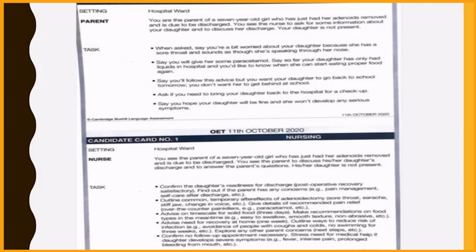Then I'll give my answer saying that, I'm a bit worried because my daughter has a sore throat and her voice sounds as though she's speaking through her nose. So these are the worries of a parent, her mother. So definitely, what is the first thing that you have to do? You have to assure them, give them reassurance, and only then attend to the task. Don't be in a hurry to attend to the task. What do you say? Don't be upset, or don't be overly concerned. We are here to help and support you.